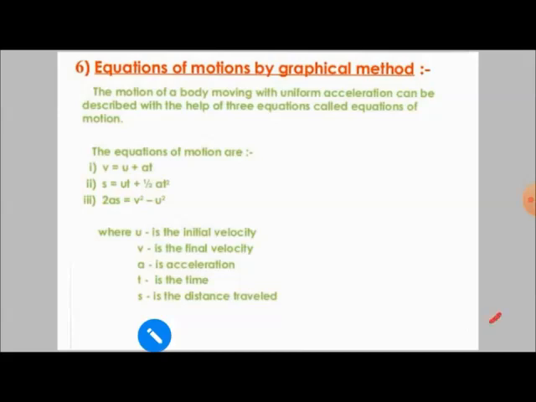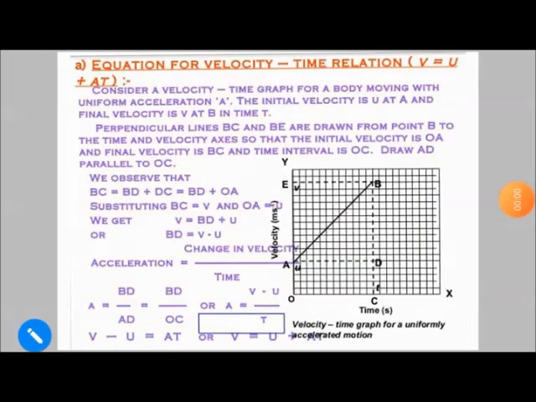So these equations are: the first equation is v equals u plus at, the second is s equals ut plus half at square, and the third is 2as equals v square minus u square. As we already know, u is the initial velocity, v is the final velocity, a is the acceleration, t is the time, and s is the distance.